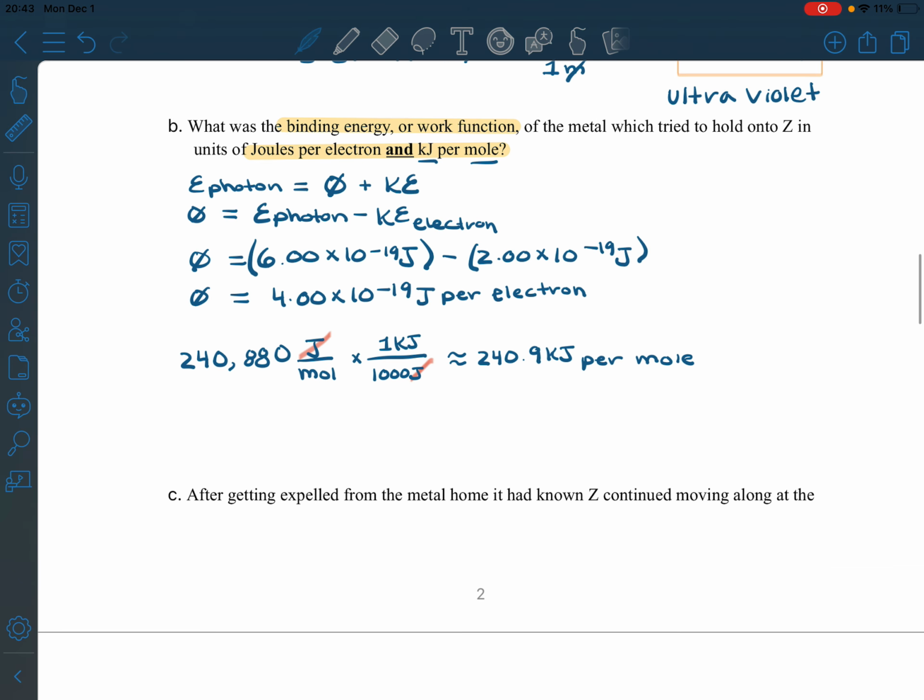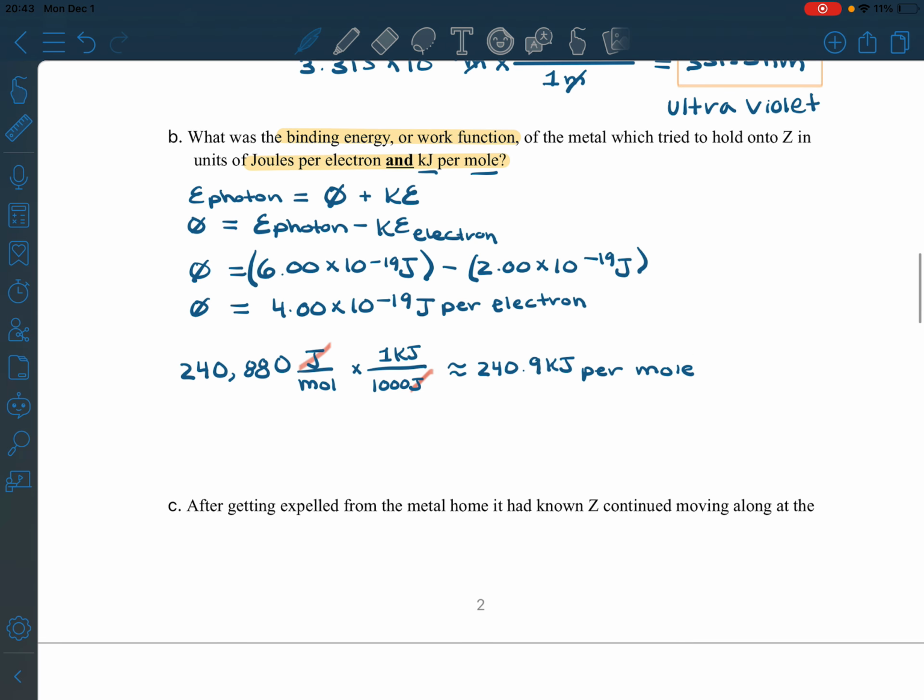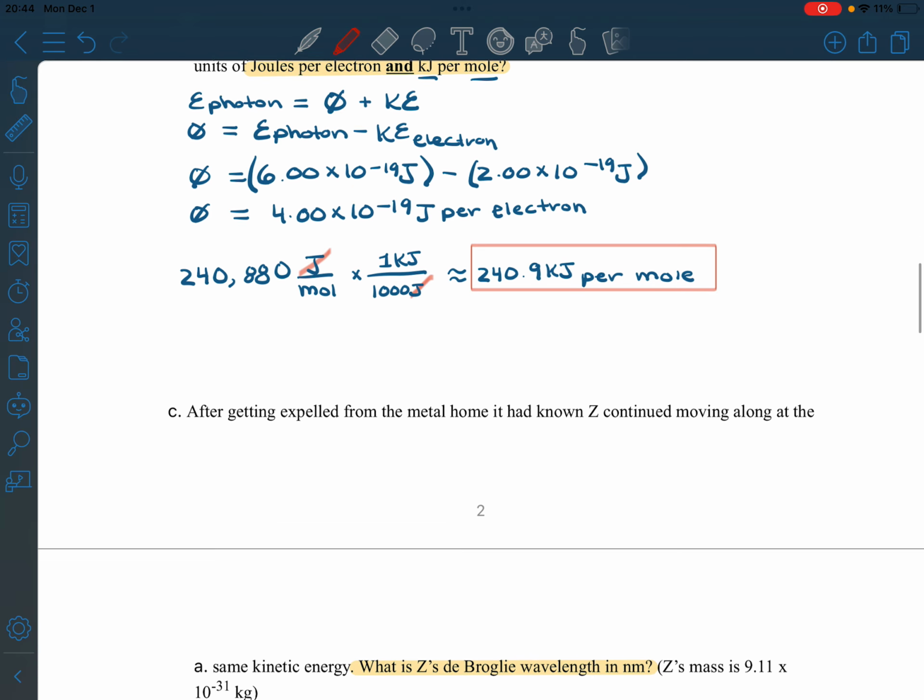So, just to recap, we got our binding energy in terms of units of joules per electron, and then we were able to use Avogadro's number to get that into joules over moles. And then lastly, we got it into kilojoules per mole, which was what we wanted. Kilojoules per mole. Okay, so now moving on.